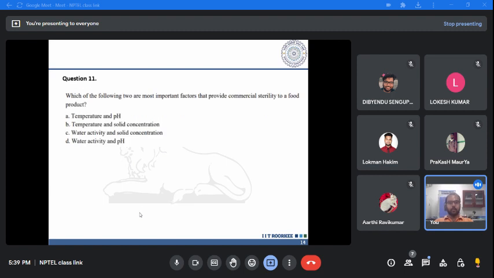Which of the following are the two most important factors that provide commercial sterility to a food product? Commercial sterility means when the product goes out in the market, which of the two factors are responsible for its longer shelf life or longer availability. Option A is temperature and pH. Option B is temperature and solid concentration. Option C is water activity and solid concentration. Option D is water activity and pH. So you need to tell which two factors are most important for commercial sterility.